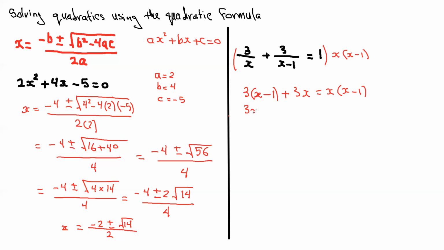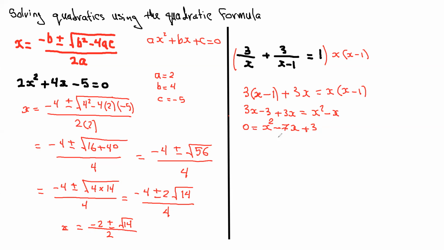Now we start simplifying. 3x minus 3 plus 3x equals x squared minus x. I'm going to move everything to one side, equate it to 0. So 0 equals x squared. This is 6x right here. If I move it to the other side, it becomes minus 6x, which makes it minus 7x, because negative x minus 6x will give me negative 7x. And if I move the negative 3 to the other side, it becomes plus 3. Now this is my equation, and I'm going to use the quadratic formula since this doesn't factor.